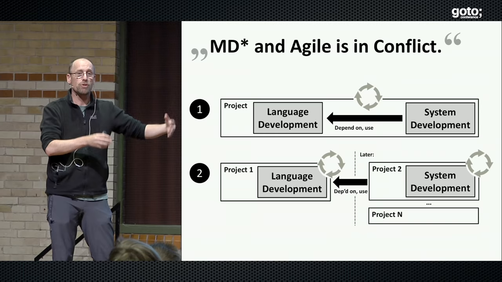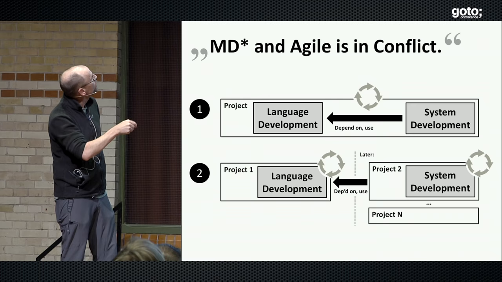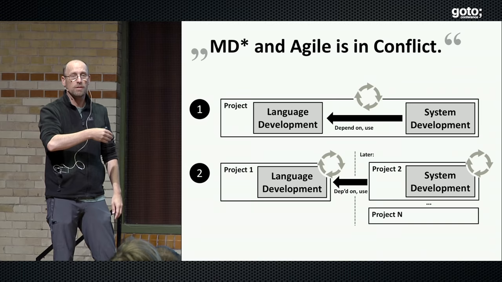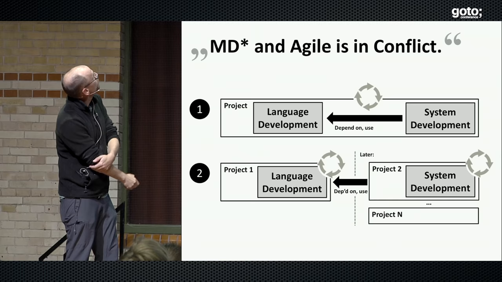And then the other scenario is you already have a project that develops the language, and then you have many projects that use the language. Like you build this, I don't know, insurance language in your company, and then you have different health insurance, life insurance, and other insurance that use that language. So let's see how that works in terms of process.